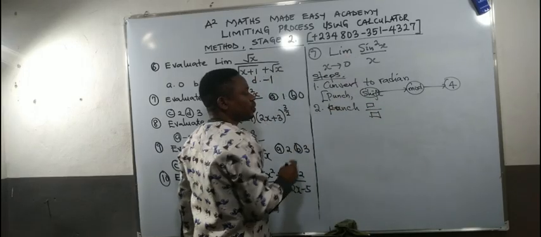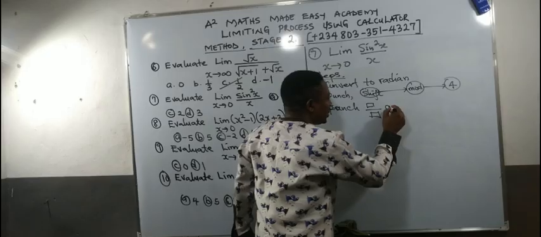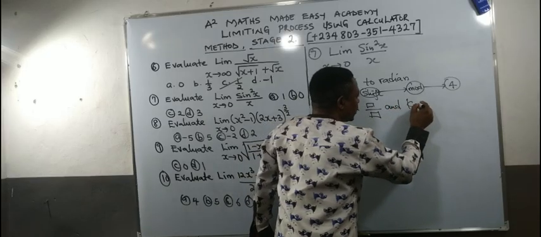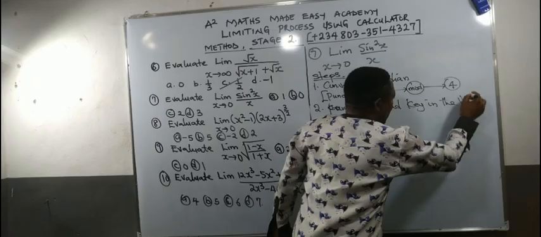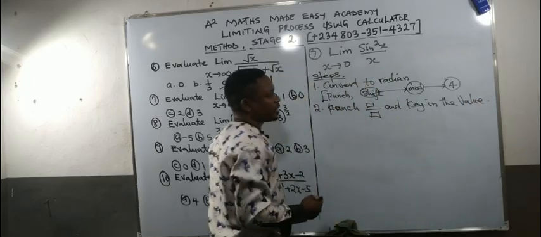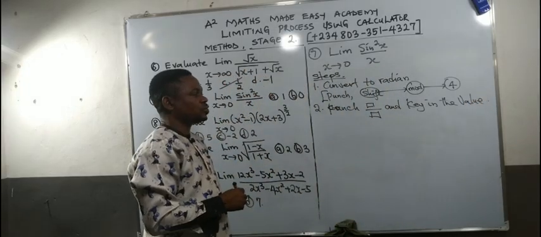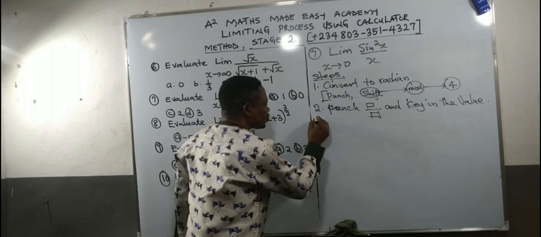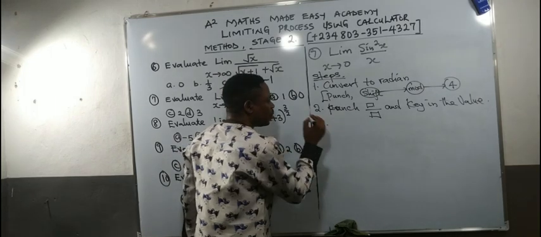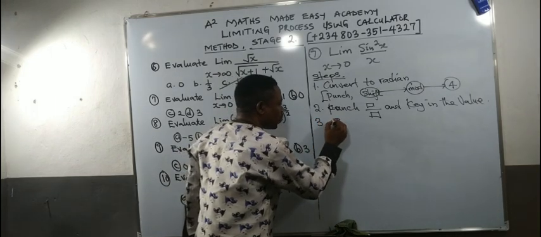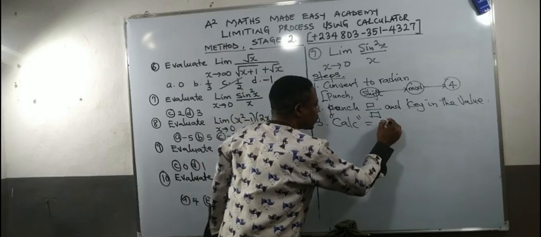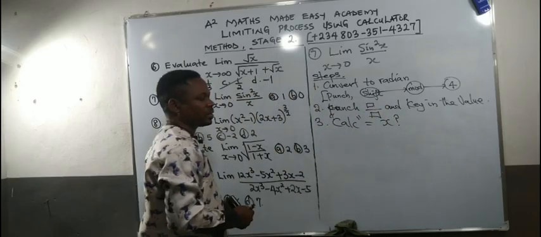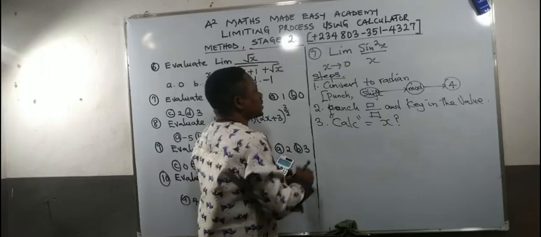and the denominator, and key in the values. I have told you how to generate X: X is Alpha, close bracket. Then the next one is step 3. You punch Calc, and once you punch Calc, X question mark will appear. Then you now know what X tends to.